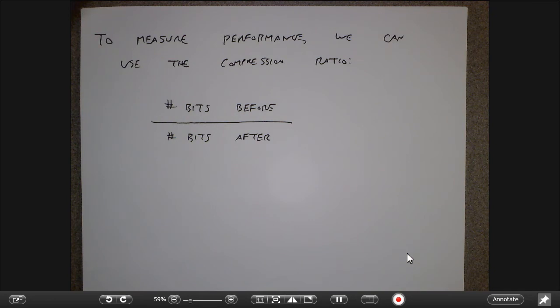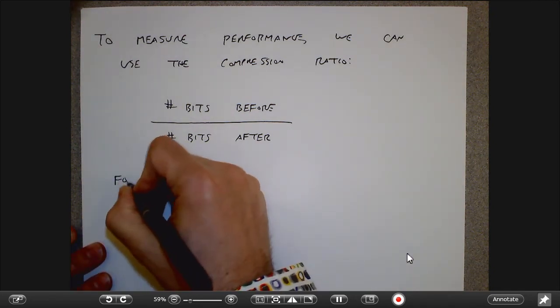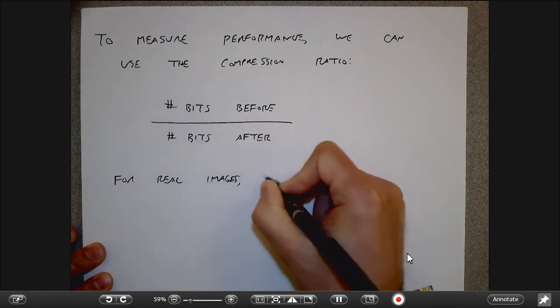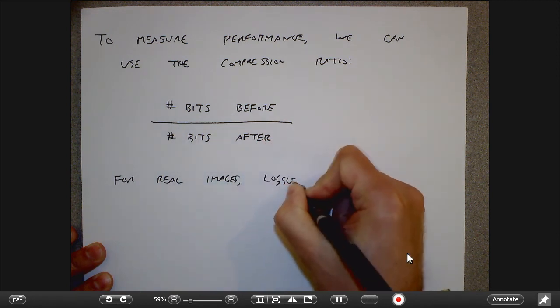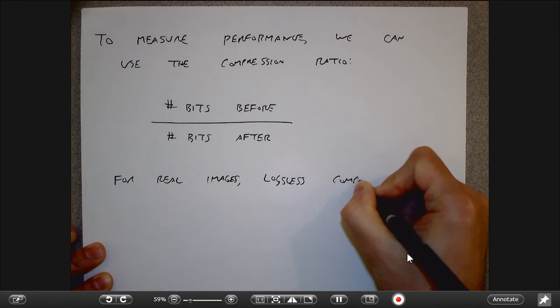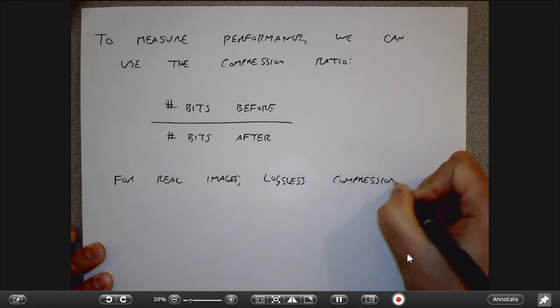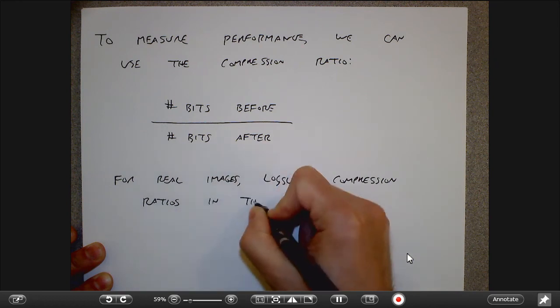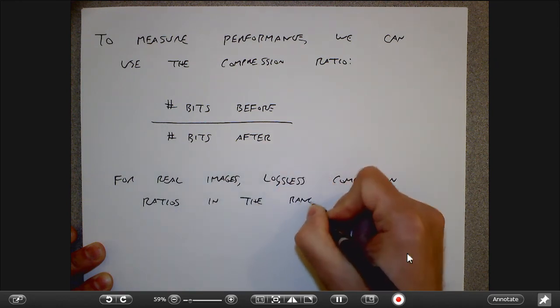So for real images, we can get lossless compression ratios in the range of, say, 2 to 10.